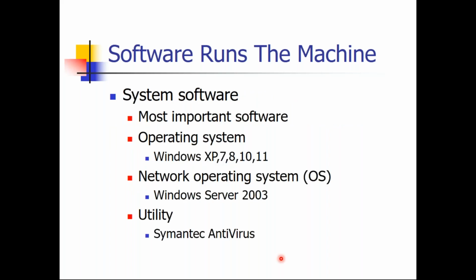System software is the most important software. The operating system is there, like Windows XP, Windows 7, Windows 8, and the latest version of the operating system available in the market is Windows 11. There is also the network operating system, Windows Server 2003. There are many actually; this is just for your reference. Utility software is also available, like antivirus software.